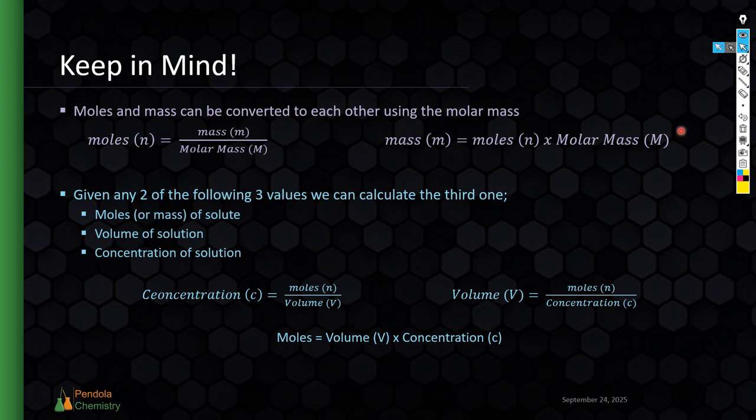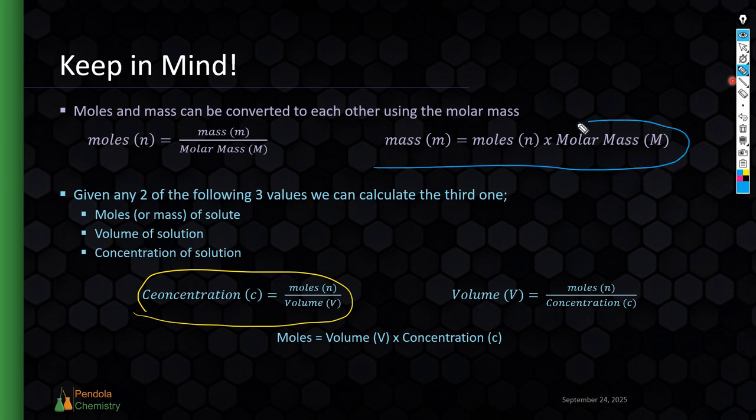One is the equation for concentration: concentration is equal to moles over volume. And the other one is the equation for mass from moles: mass is equal to moles times molar mass. Once you know these two equations, the other ones are just rearrangements of those equations. And you need to have the critical thinking skills in order to be able to rearrange those equations and get those other equations from them.